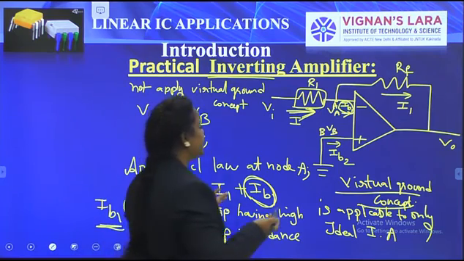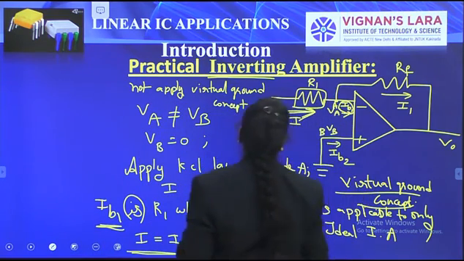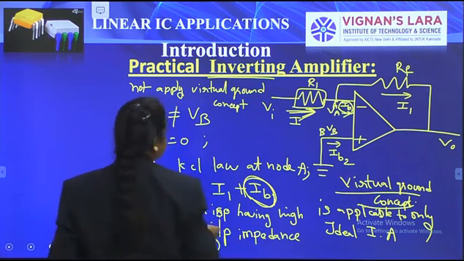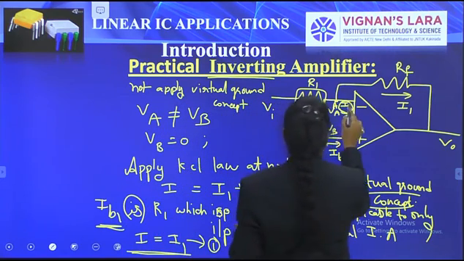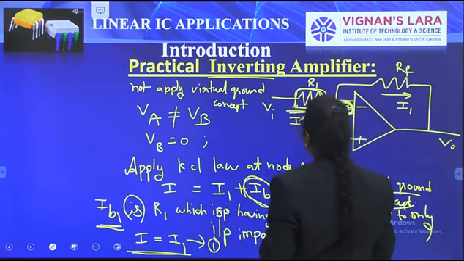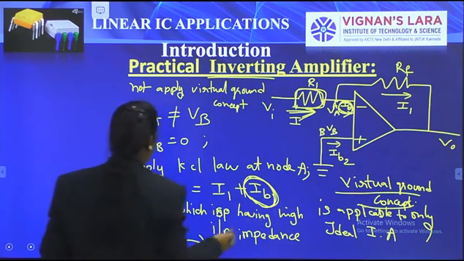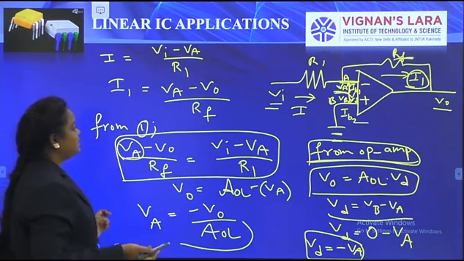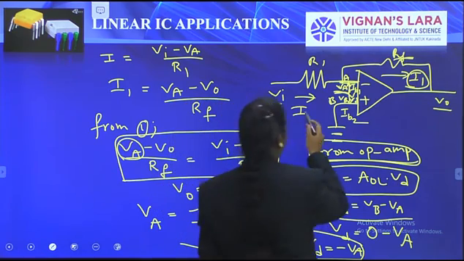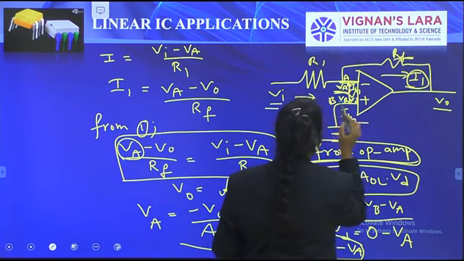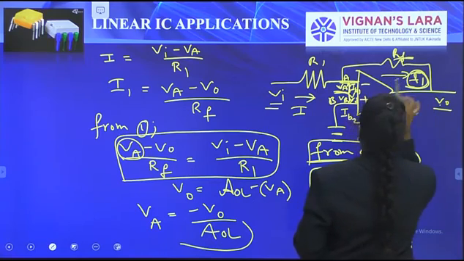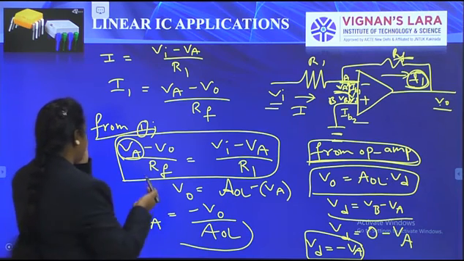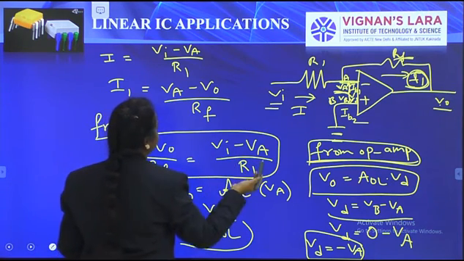Apply KCL at node A: entering current is equal to leaving current, so I is equal to I1 plus IB. IB is 0, because the op-amp has high input impedance, so we can substitute IB as 0. So I is equal to I1. Applying the voltage divider rule, I is equal to Vi minus VA by R1, and I1 is equal to VA minus V0 by RF. From the first equation I is equal to I1, so VA minus V0 by RF is equal to Vi minus VA by R1.